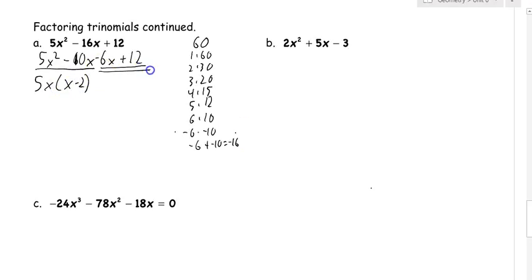Factor out the common factor of the last 2 terms. They have a negative 6 in common, leaving us with x minus 2. The x minus 2's are the same, and so we can factor out the x minus 2. And we have our 2 factors. We factored, we're done. This is that same process that we were doing.